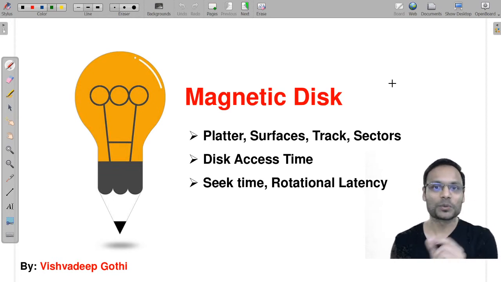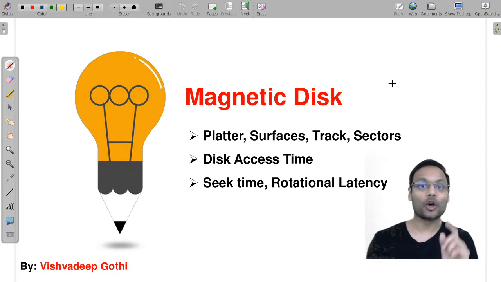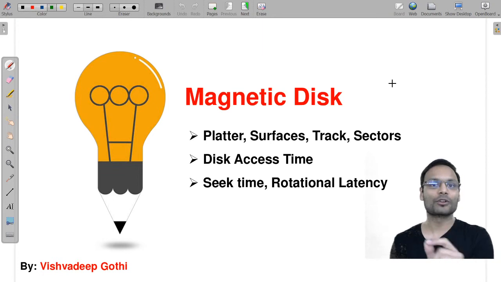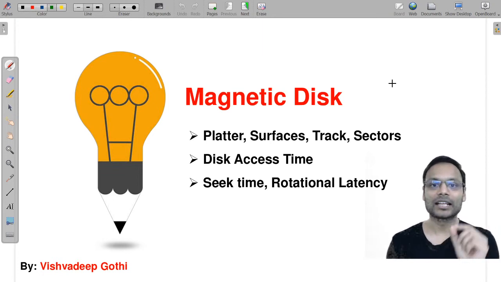You are here just because you are preparing for GATE Computer Science or you are preparing for your semester exam for this Computer Organization and Architecture lecture.